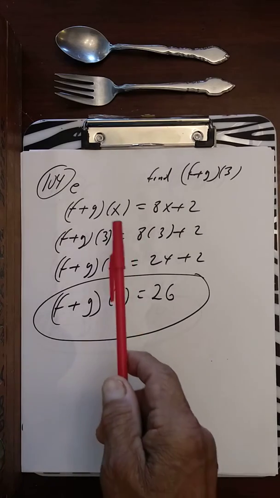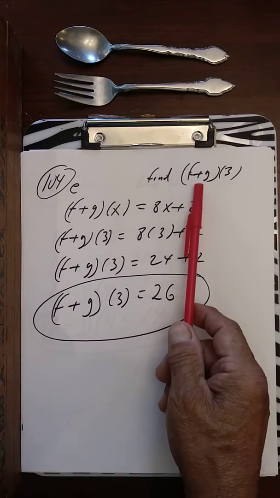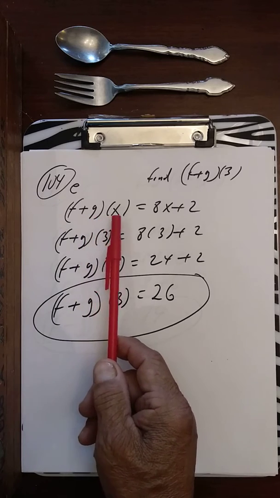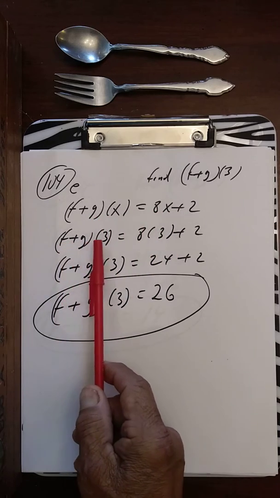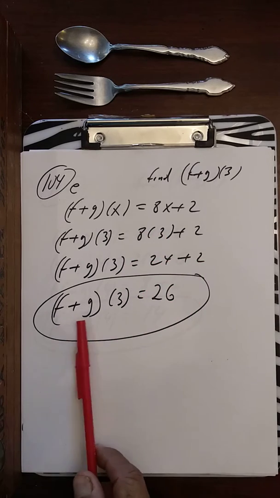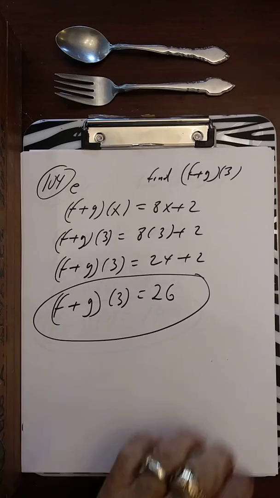Alright, let's add the functions. f plus g of 3 is f of x plus g of x, which is this. f plus g of 3, put a 3 in there. 8 times 3 is 24. 24 plus 2 is 26. So f plus g of 3 is 26.